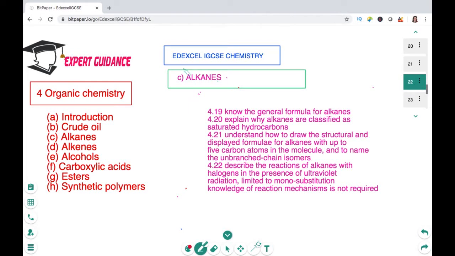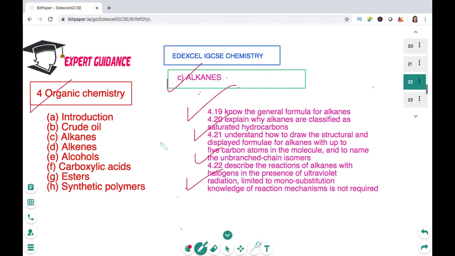Today in this video we'll be covering the topic Alkanes of section four, Organic Chemistry, of Edexcel IGCSE Chemistry. In this video we'll be looking over the general formula of alkanes, why alkanes are classified as saturated hydrocarbons, how to draw the structural displayed formula of alkanes, and we'll also look over the reactions of alkanes. I would recommend you to watch the video till the end, because in the end we'll also look over some key terms of this topic as well.